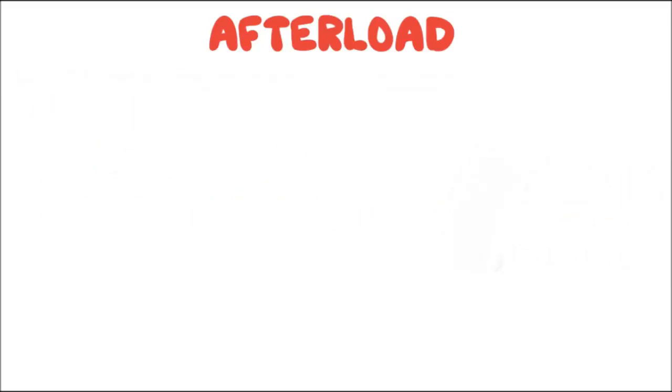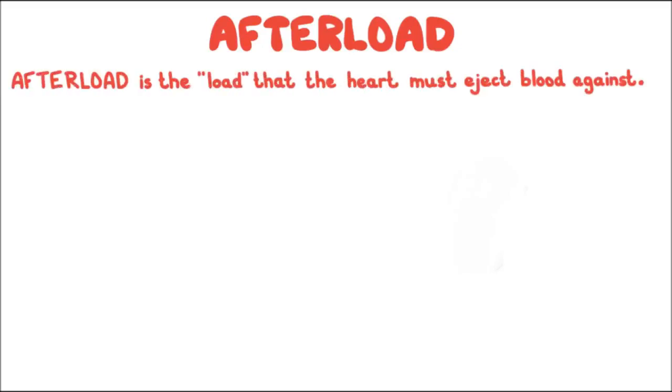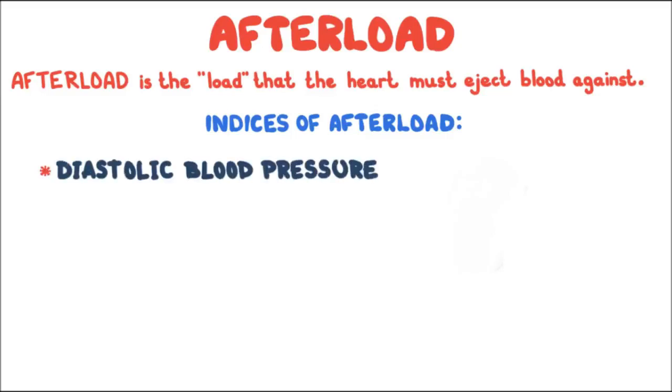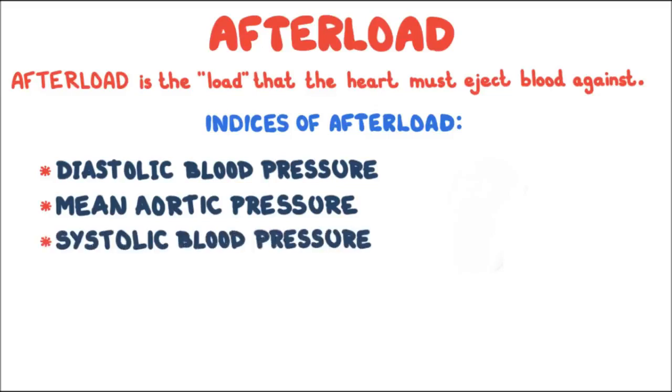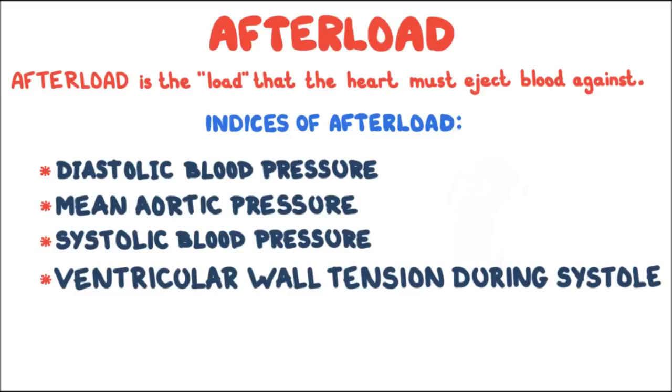To sum it up, afterload by definition is a load that the heart must eject blood against. The best clinical index of afterload is total peripheral resistance. However, TPR is not routinely calculated clinically, and thus we use diastolic blood pressure as a clinical index of afterload. The other indices of afterload are mean aortic pressure, systolic blood pressure, and ventricular wall tension during systole. For the USMLE, the most important one you have to memorize is diastolic blood pressure.